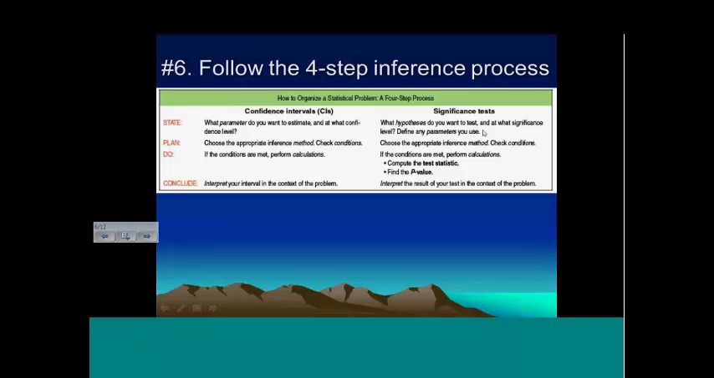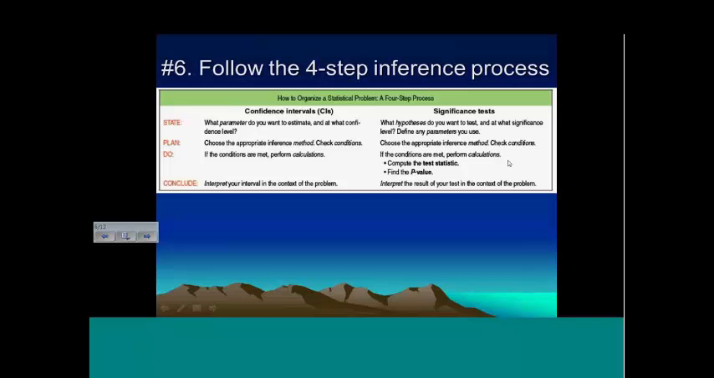And also as part of the plan step, the conditions for using that inference procedure need to be clearly identified and checked using the information provided in the problem. So for instance, if you're wanting to do a one sample t-test, then it's important to check that the data came from a random sample or a randomized experiment of some kind, and also to check the normal large sample condition. So you need to either have normally distributed population or large sample size.